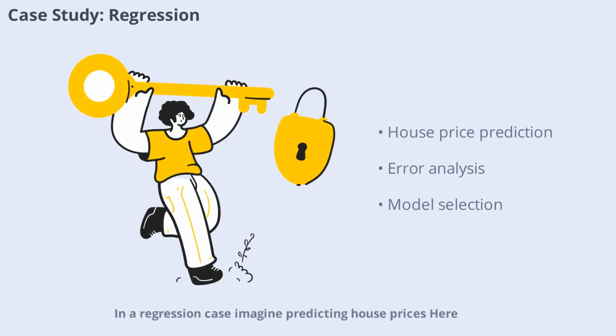In a regression case, imagine predicting house prices. Here, MAE and RMSE provide insights into average and large errors, while R-squared shows how well the model explains price variation. By comparing these metrics, you can choose the best model for accurate and reliable price predictions.